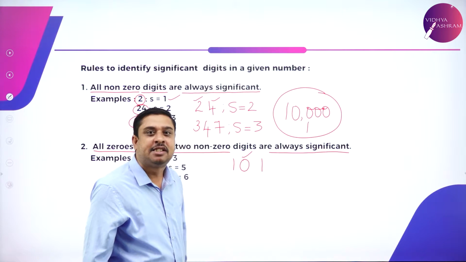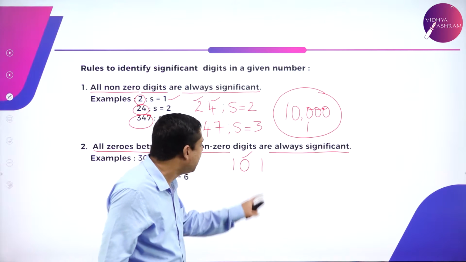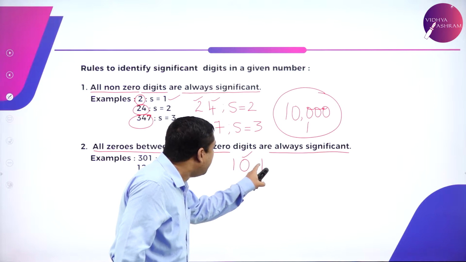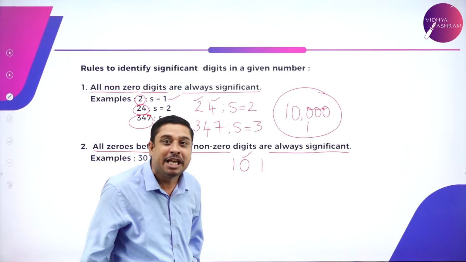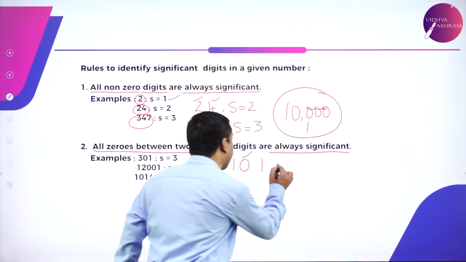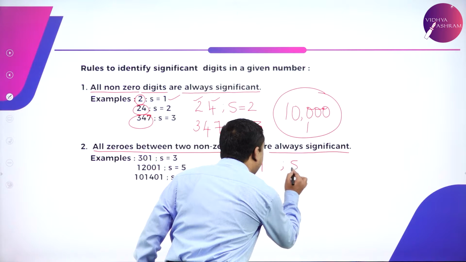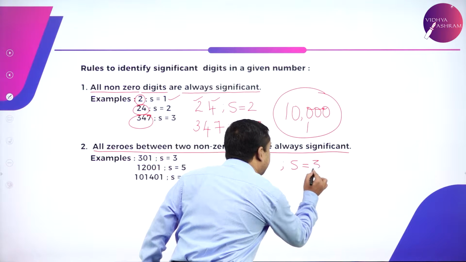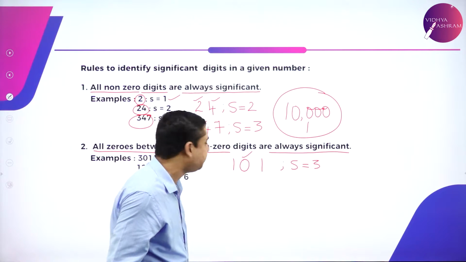Again 1 is a non-zero digit. So 0 between two non-zero digits is significant. Therefore, I have 3 significant digits here.